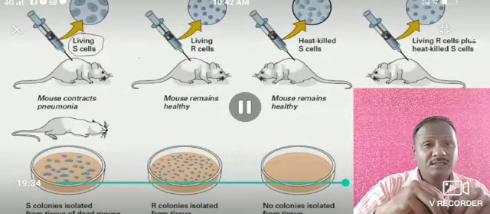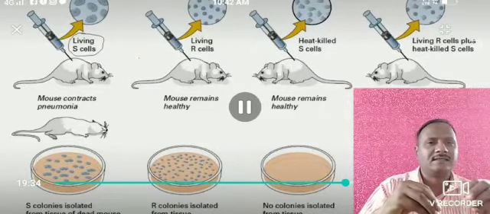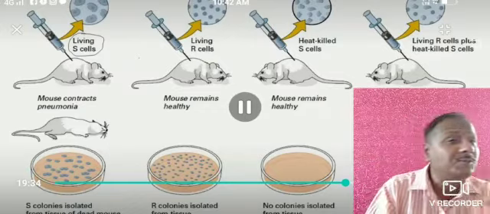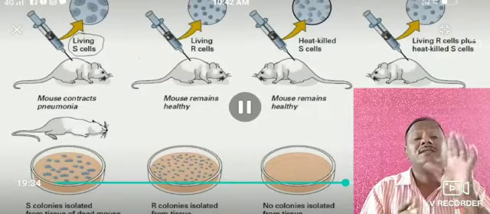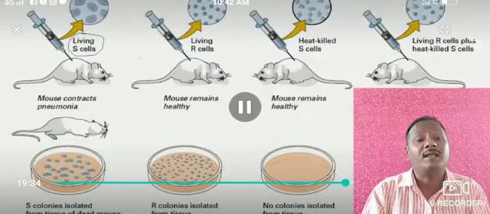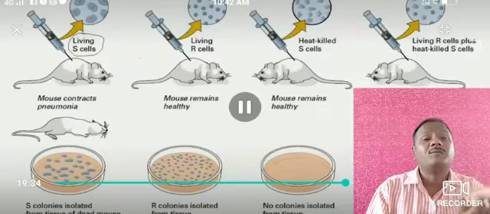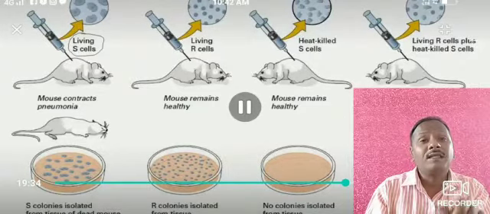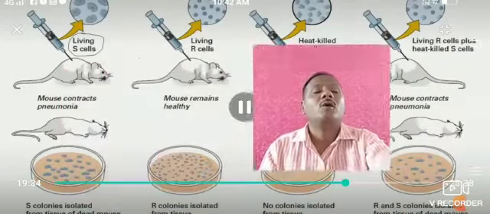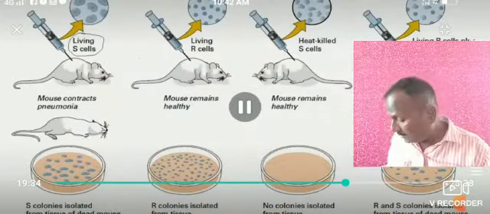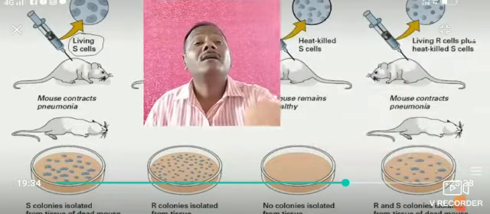DNA present in Streptococcus pneumoniae in the S cells as well as the R cells. With the help of these four steps, he proved that yes, DNA is a genetic material which is responsible for transformation of genetic material, pathogenic as well as non-pathogenic, due to which we can observe such type of result.